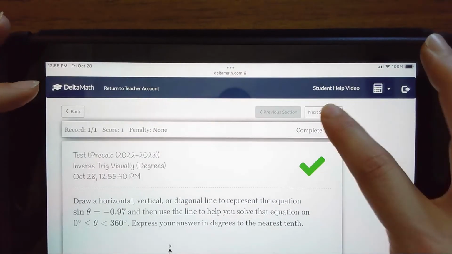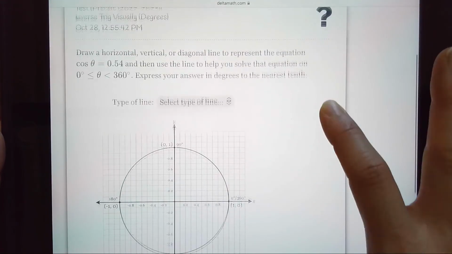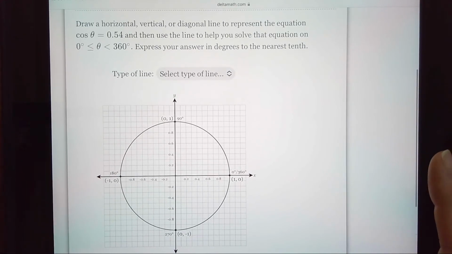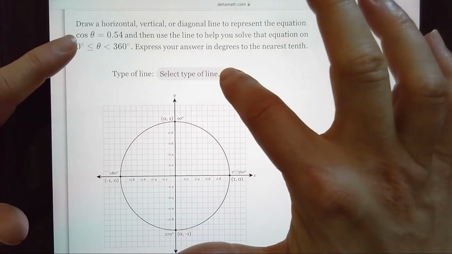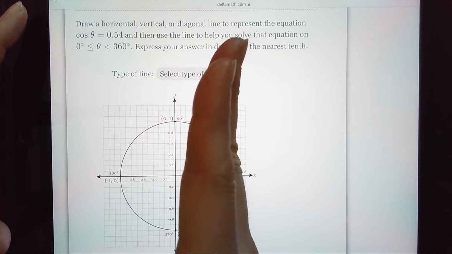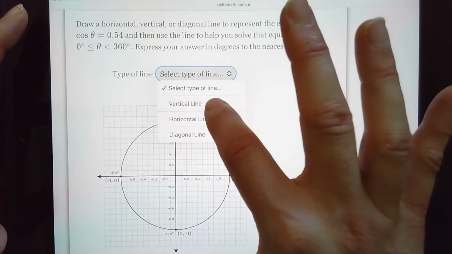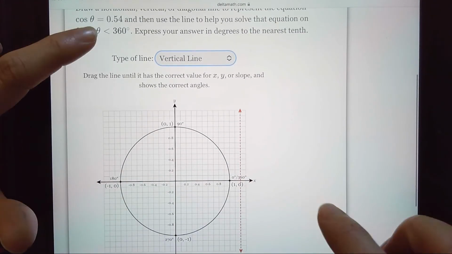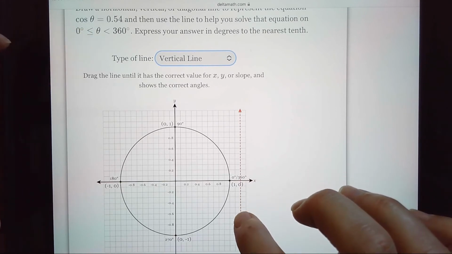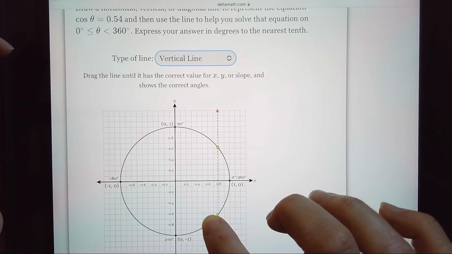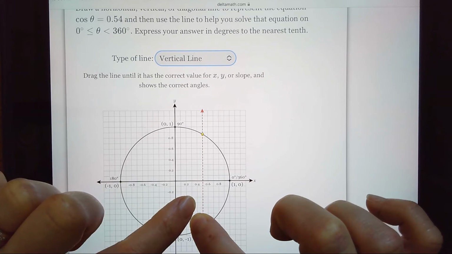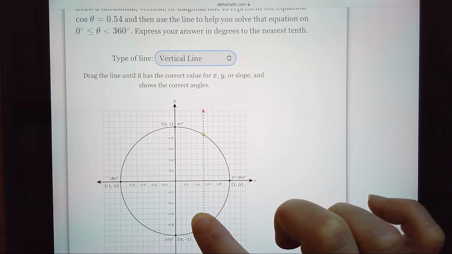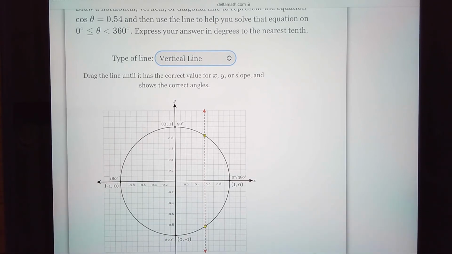Okay, next one is same thing with cosine. Cosine of an angle, remember cosines are the x values, so any x equals a number cuts through the x-axis, so that'll be a vertical line. I need to find it where it would be 0.54. So I'm going to drag this, it would be positive. There's 0.5, halfway between 0.4 and 0.6. 0.54 would be almost halfway through that box, somewhere like that.